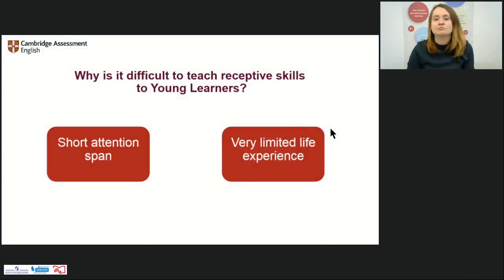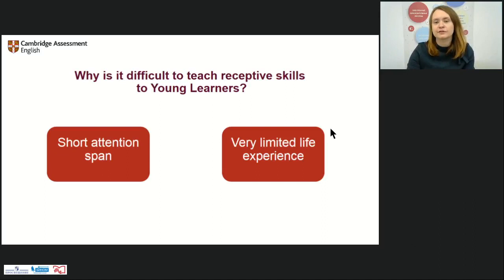When we teach receptive skills to young learners, we have to consider some features of this age group. For example, I have two of them here. First, a short attention span. If you have kids, you know that they're easily distracted, and the attention span is about 5 minutes if you're lucky. If you're doing some active task, for listening, that would probably be 30 seconds or a minute. So make sure you know about it. Don't give them too long tasks.